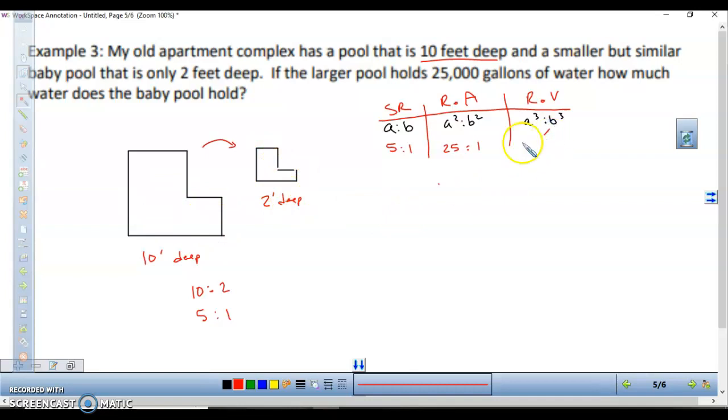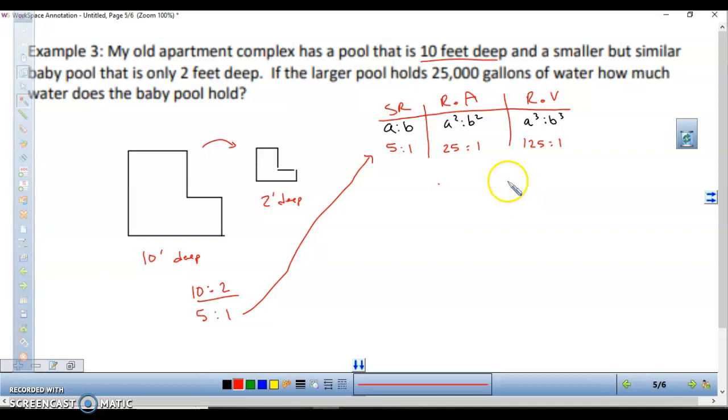And then the ratio of volumes I find by cubing my similarity ratio. Well, 5 cubed, as we know from the last problem, is 125. And 1 cubed is still 1. I know, in terms of volume, there's 125 times as much volume in this pool as there is in this one. All right? So I found the ratio that was given. I simplified it, and I put it into my table. I found out the remaining values of my table.